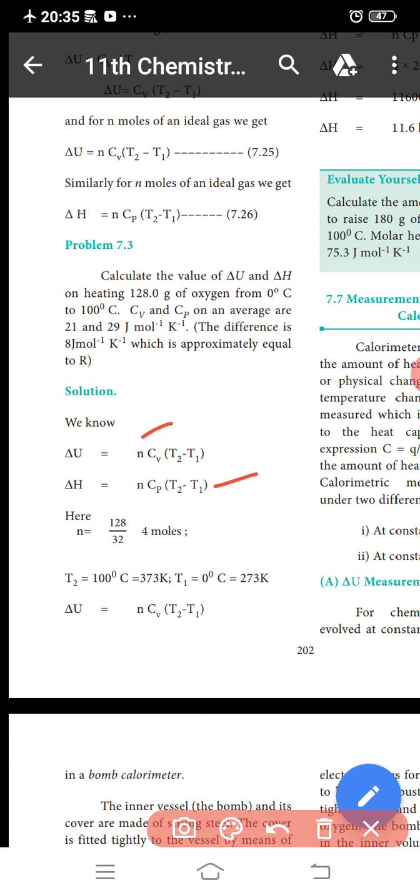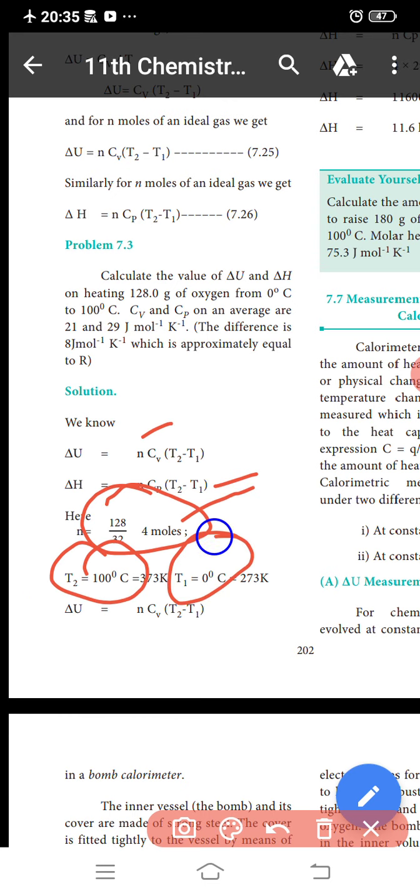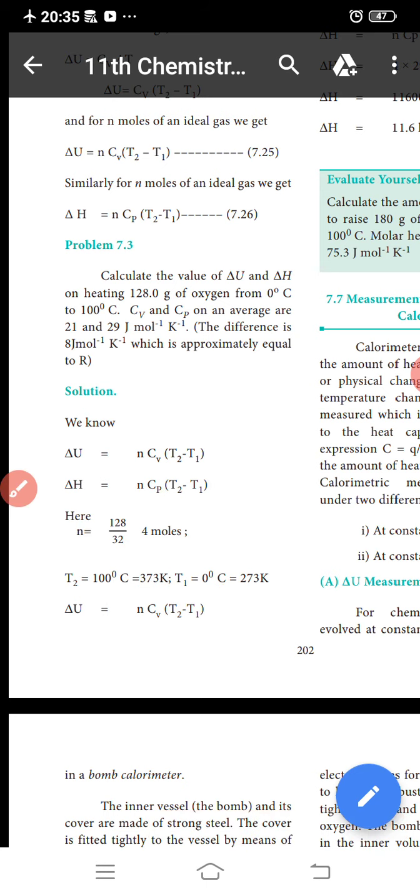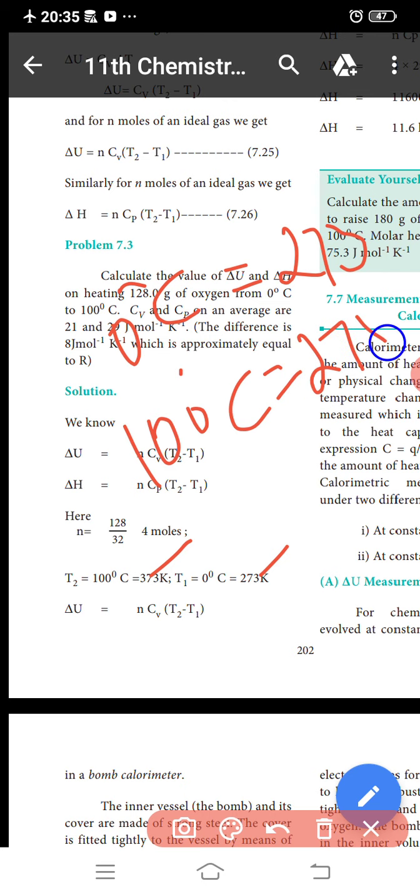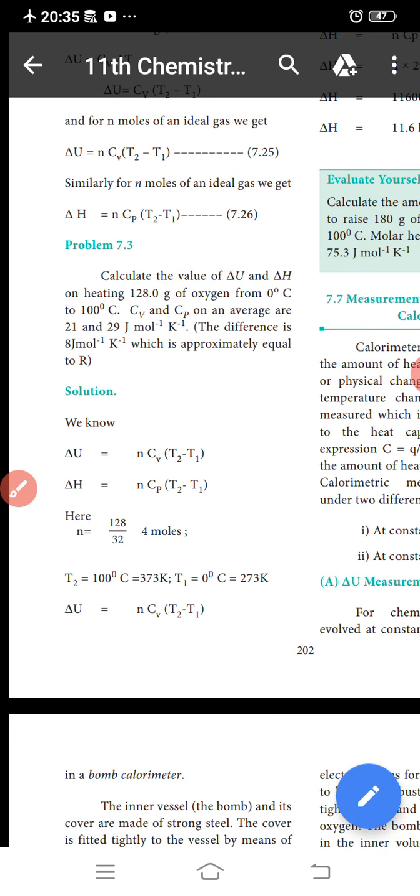Here n is equal to 128 divided by 32, so 4 moles. T2 is 100 degrees Celsius and T1 is 0 degrees Celsius. Converting to Kelvin, 0 degrees Celsius is 273, and for 100 degrees Celsius we add 100 to 273, so 373. So ΔU is equal to nCv (T2 minus T1).